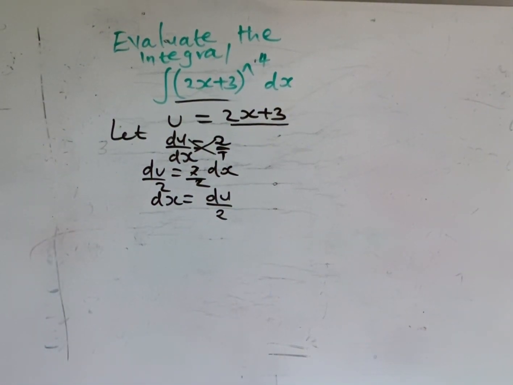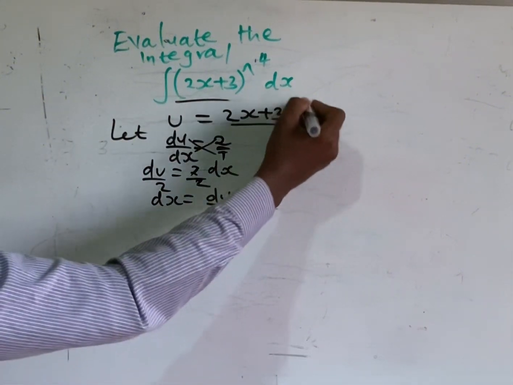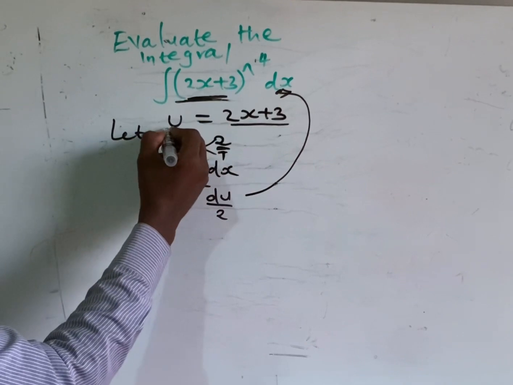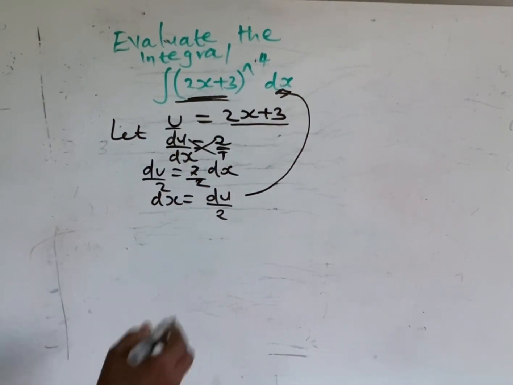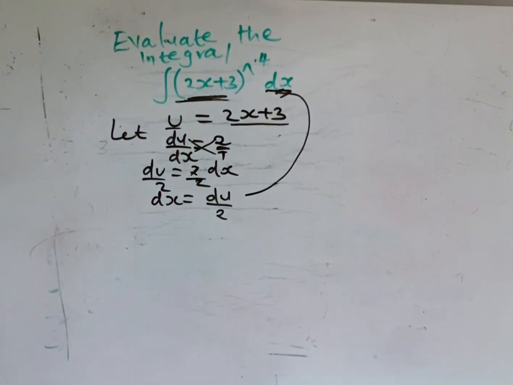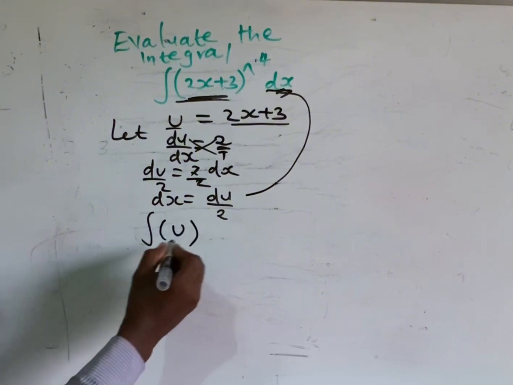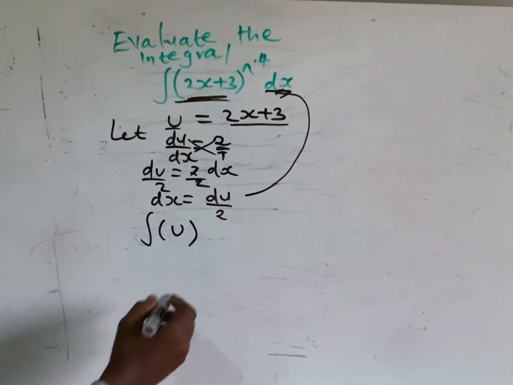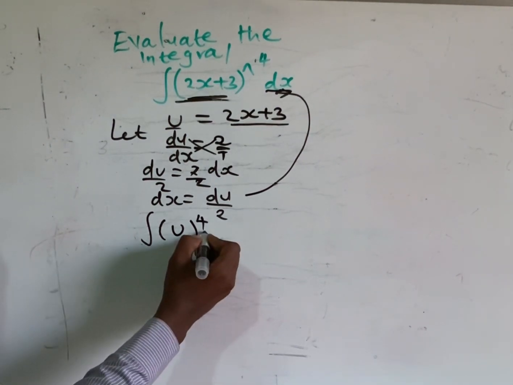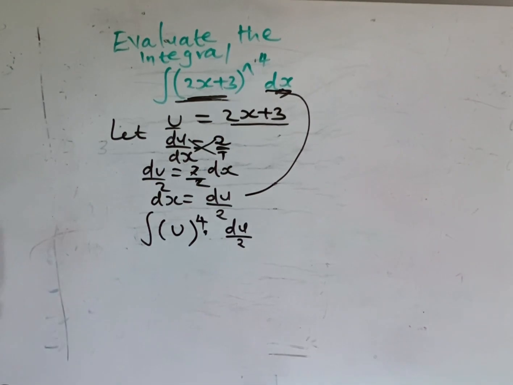Now, we are going to do two substitutions. One, we go back to our initial expression, replace 2x + 3 with u, and also replace dx with du over 2. So we are going to have the integral of u, instead of 2x + 3, we're going to write u, raised to the power of 4. And instead of dx, we're going to write du over 2.